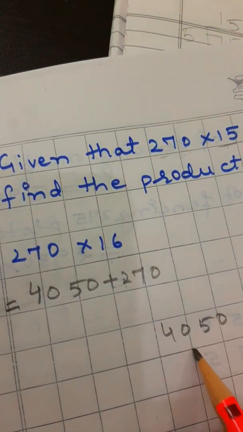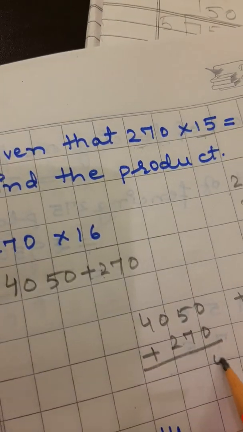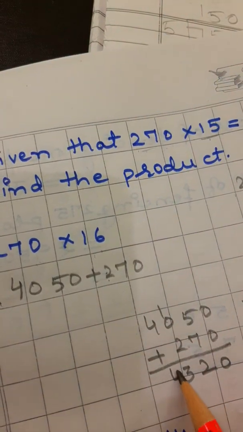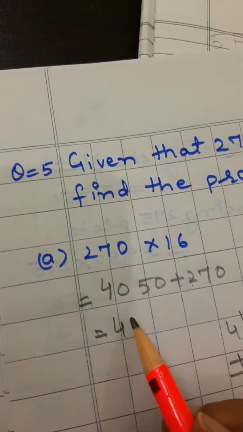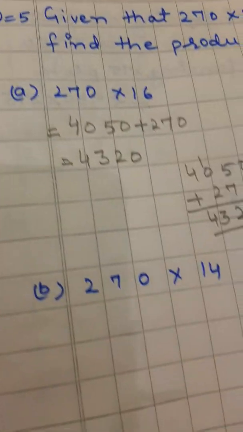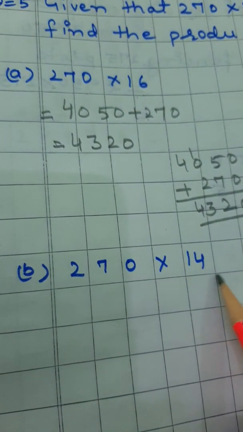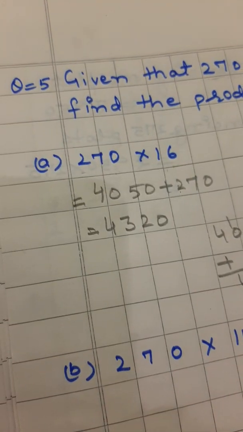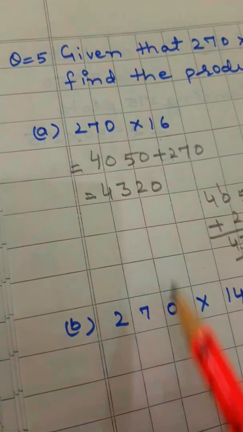4050 plus 270 is equal to 0, 12, 1 carry, 3, 4. So this is 4320. Coming on to the second part. Now here 270 multiplied by 14. So now 14 is 1 less than 15. That means we have to subtract this 270 from 4050.